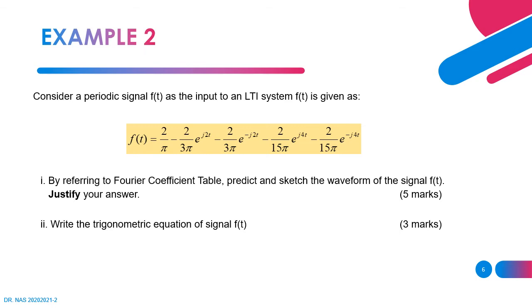Okay, let's look at the second example. Given a periodic signal f(t) as the equation shown, you need to predict and sketch the waveform. What is a waveform? Waveform is the signal in time domain. The signal must have a shape, depending on whatever shape it is, and it is in time domain. Then you need to justify your answer. How to justify is by showing your calculation, your consideration, and stating your assumptions clearly in your answer or in your solution.